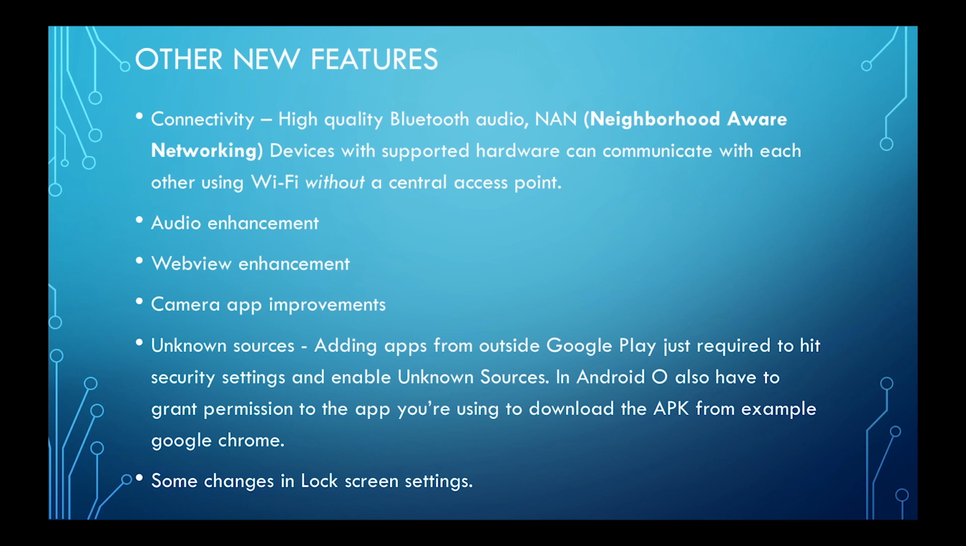Now I talk about unknown sources. Earlier, adding an app from outside Google Play just required you to hit security setting and enable unknown sources. Now in Android O, you also have to grant permission to the app you are using to download the APK file. For example, you are downloading the file from Google Chrome. So you have to grant the permission to Google Chrome also.